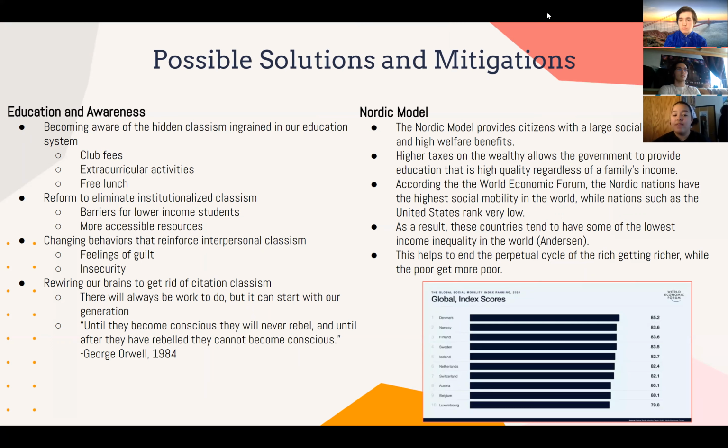And then changing behaviors that reinforce interpersonal classism. So those feelings of guilt and insecurity that can come from your peers judging you for things that they, in their mind, aren't doing anything with classism, but bullying people about where they get their clothes and what kind of car their parents drive. All of this reinforces interpersonal classism. So working to reduce those behaviors at a young age will help fight against classism in education.